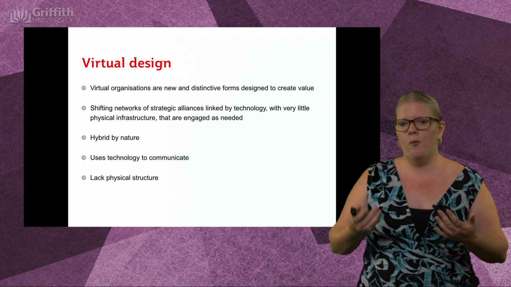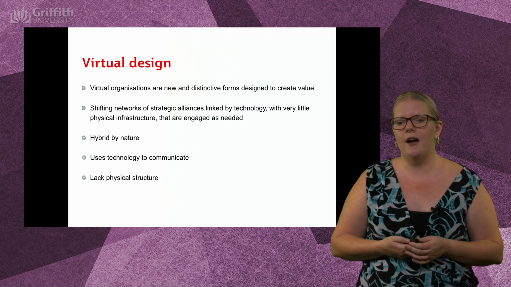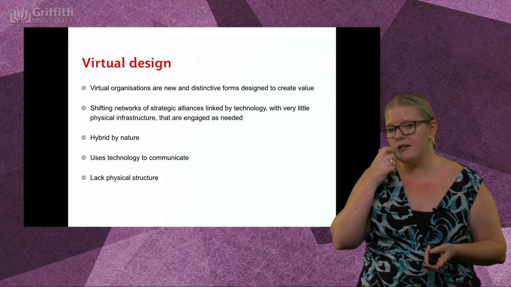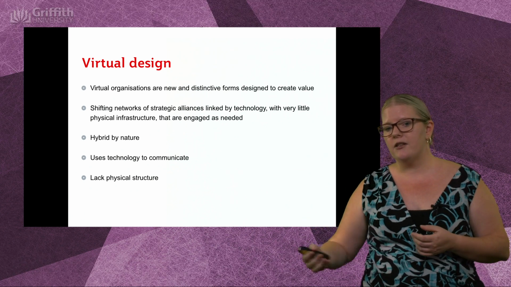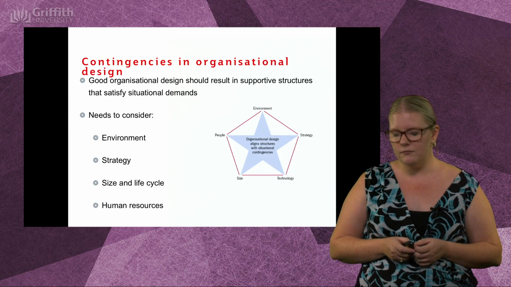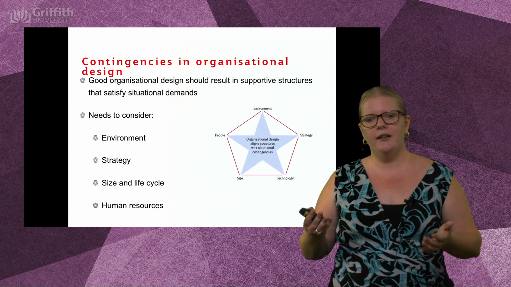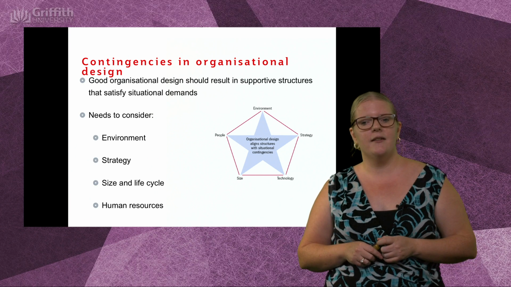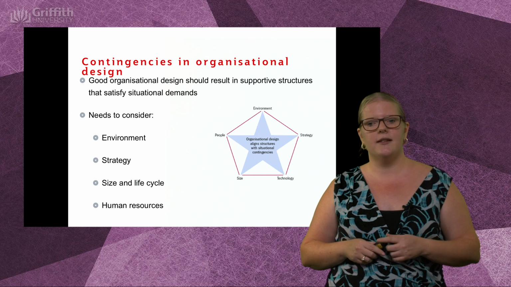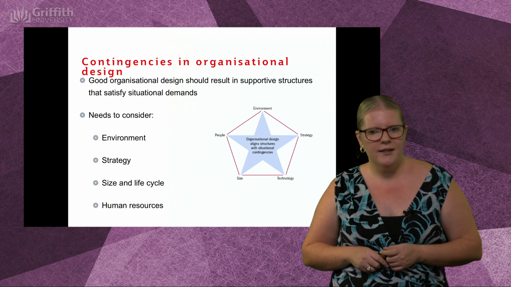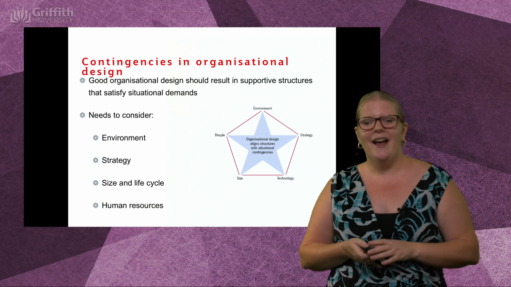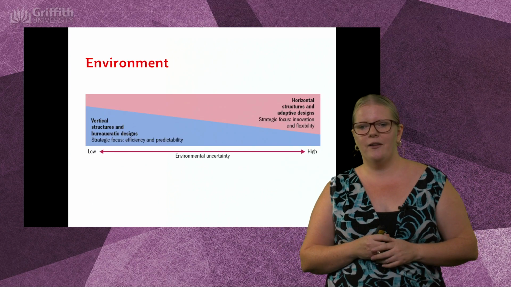Now, these are getting more popular as we go through in society, and you'll find that as we go through the course, we talk about our international dimensions of management. This is what actually happens first before an organisation commits to coming overseas. But of course, when we're designing an organisation, we really need to consider the environment, strategy, size and life cycle, and the human resources that are needed. Because these are the contingencies. So I mentioned that we're going to talk about the contingencies. These are them. So let's work them through.